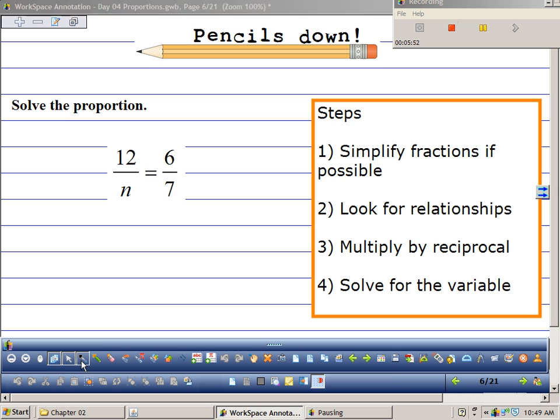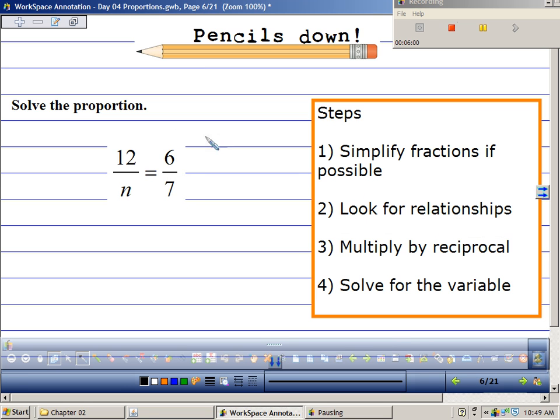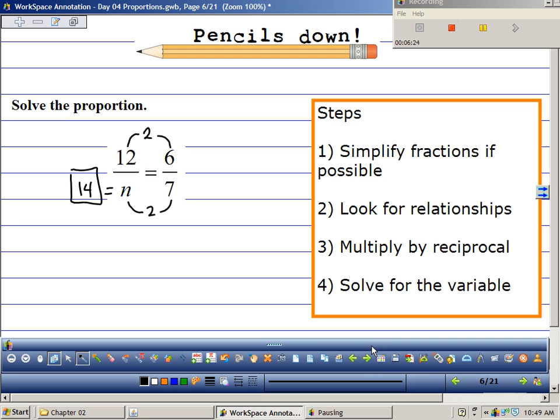Let me do another one for you. I'm going to simplify my fractions if possible. I don't see any factors that these two have in common. My next step, look for a relationship. I see a relationship between 6 and 12. If I multiply 6 times 2, I get 12. So for this to be truly proportional, 7 multiplied by 2, n would have to be 14. Questions? So, okay so far?